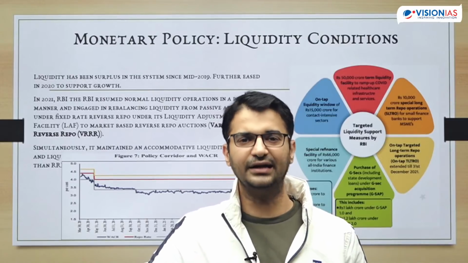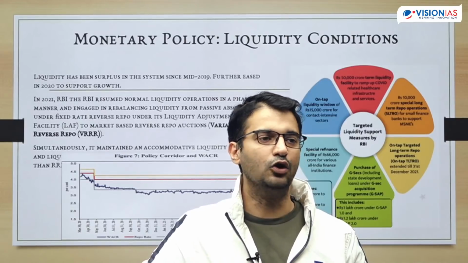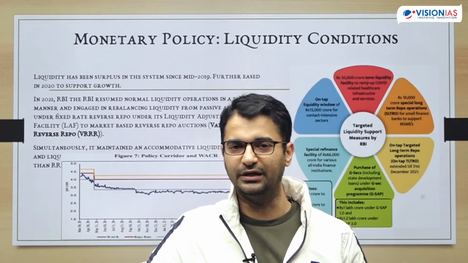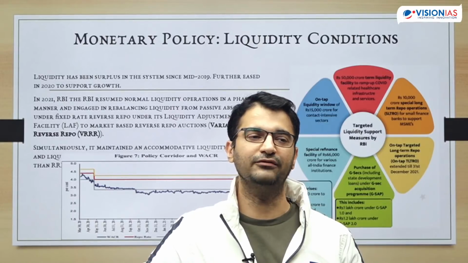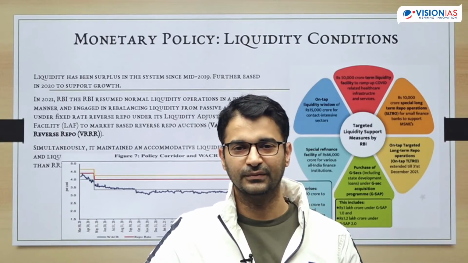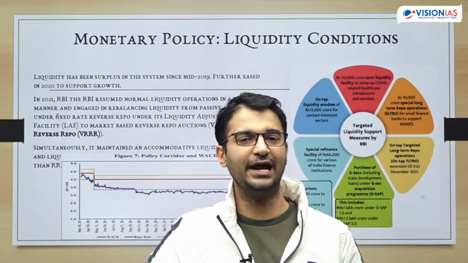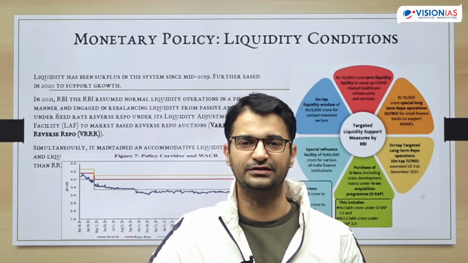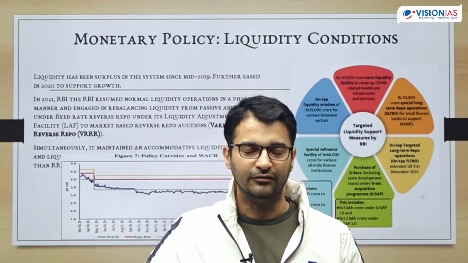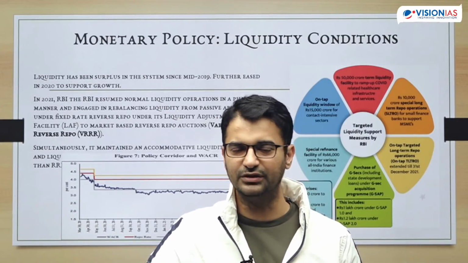This is what started in 2021. To achieve this normalization of liquidity in the economy, RBI carried out something which is called variable reverse repo rate auctions. Now, let's understand what repo rate is. From that, we will be able to understand what reverse repo rate is, and from that we will be able to understand what variable reverse repo rate is.